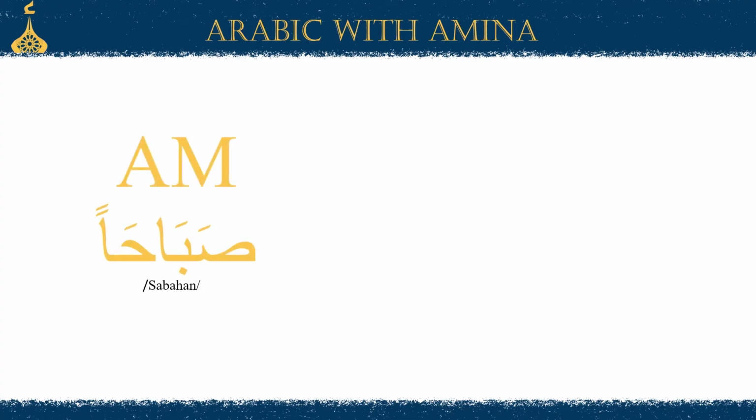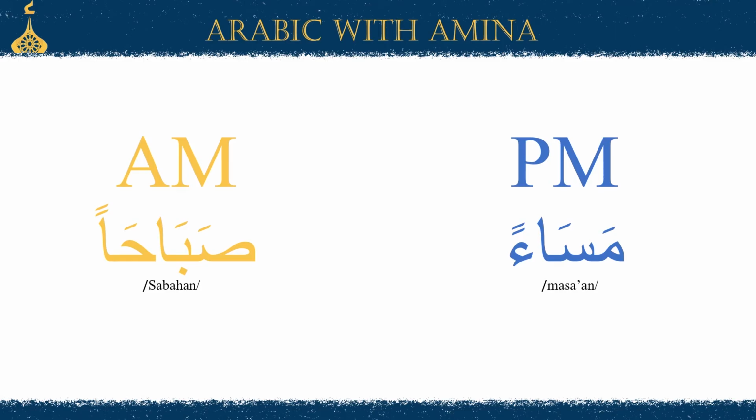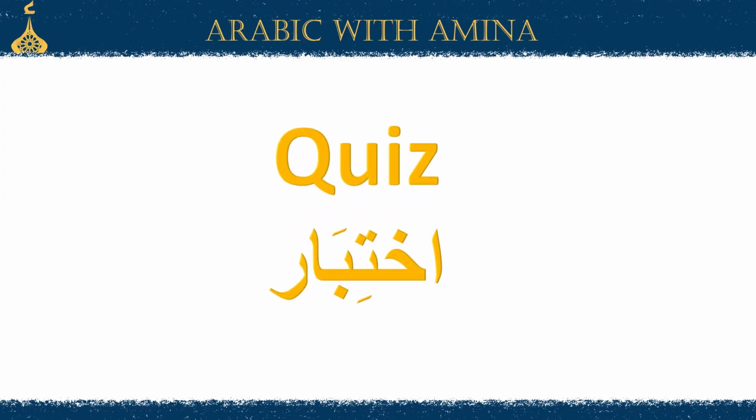Now if we want to say AM or PM in Arabic, AM is صباحا, and صباحا literally translates to morning. And PM would be مساء, which a literal translation again would be evening. And that's it for learning how to tell time in Arabic.